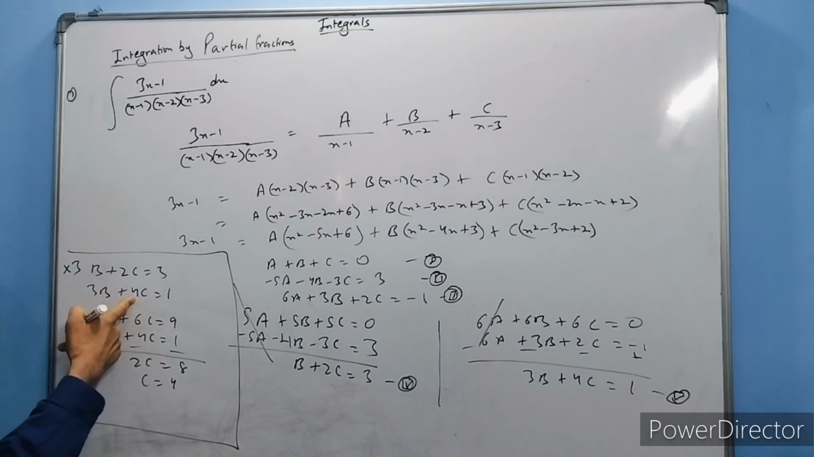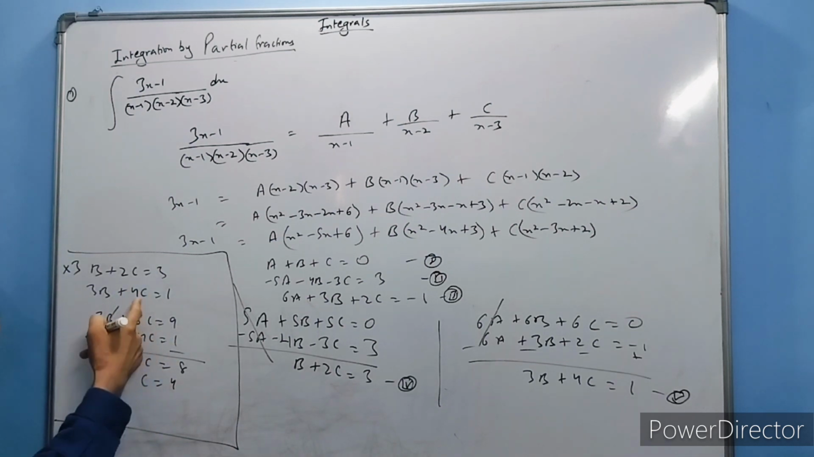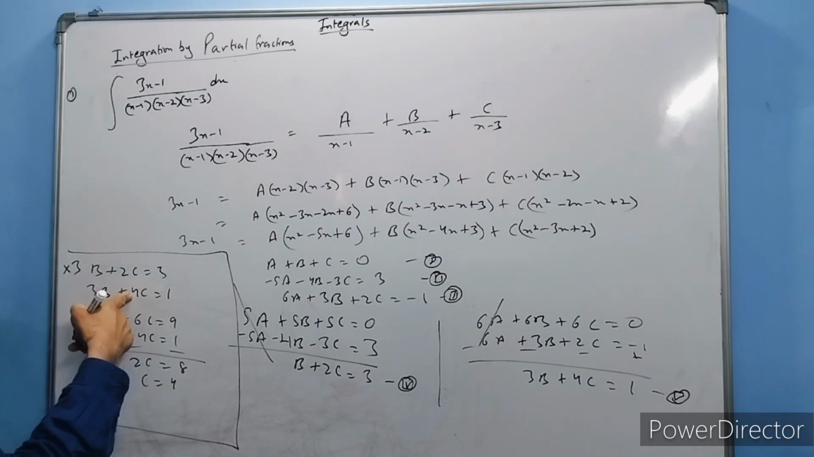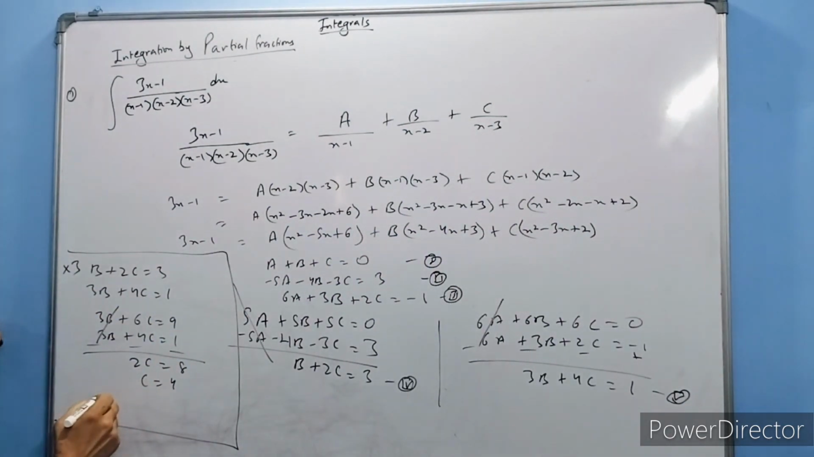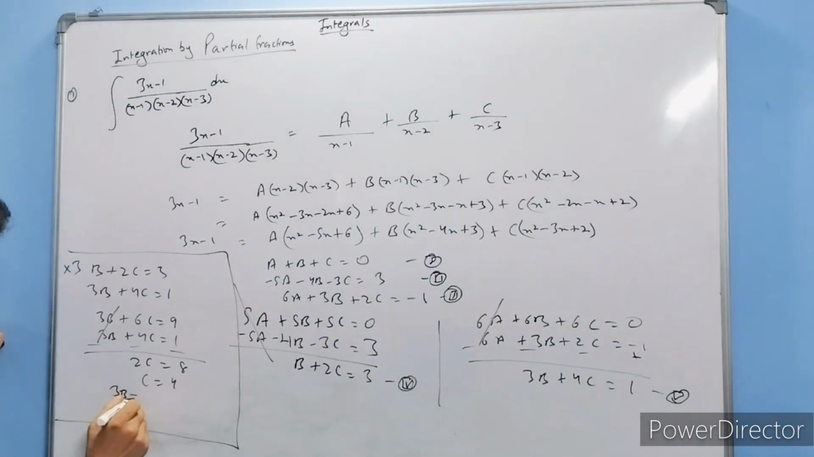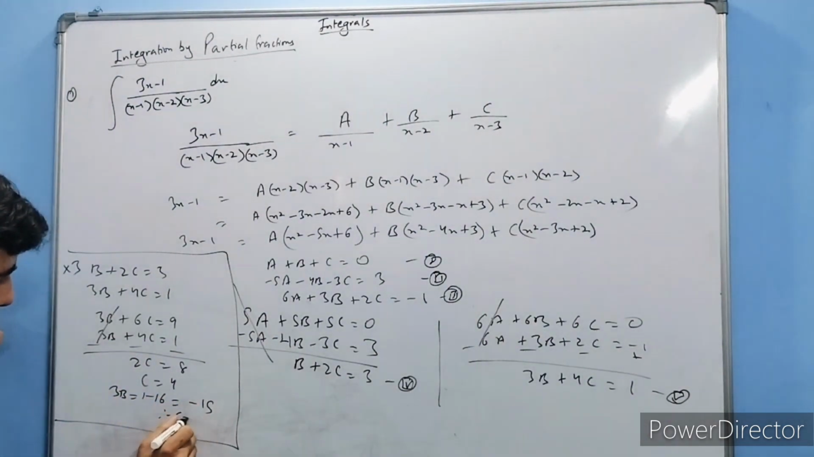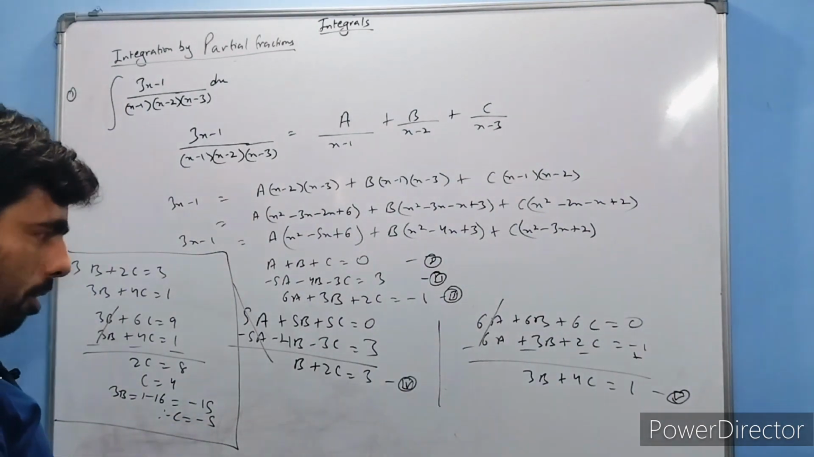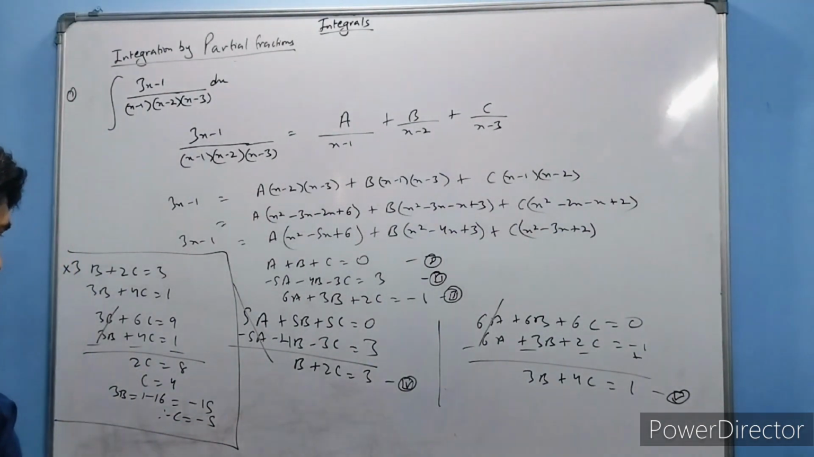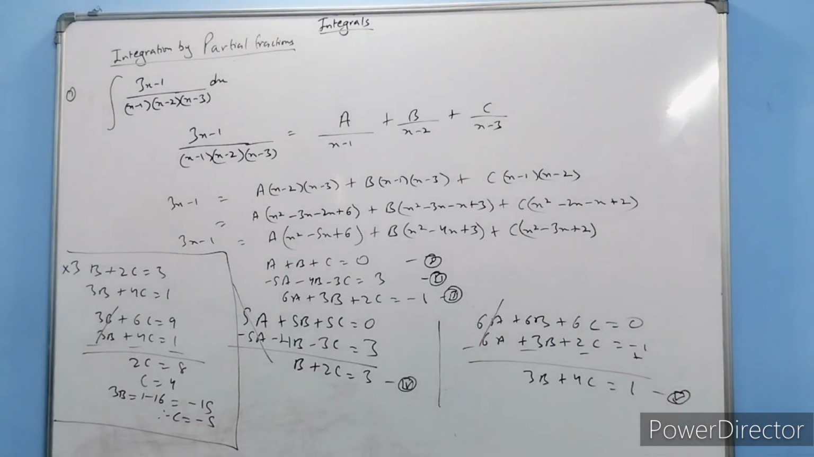Put this value here. So c is 4. 4 into 4, 16. Okay. 3b is equal to 1 minus 16, that is equal to minus 15. So therefore b is equal to minus 5. So I got both the values: c is 4 and b is minus 5.